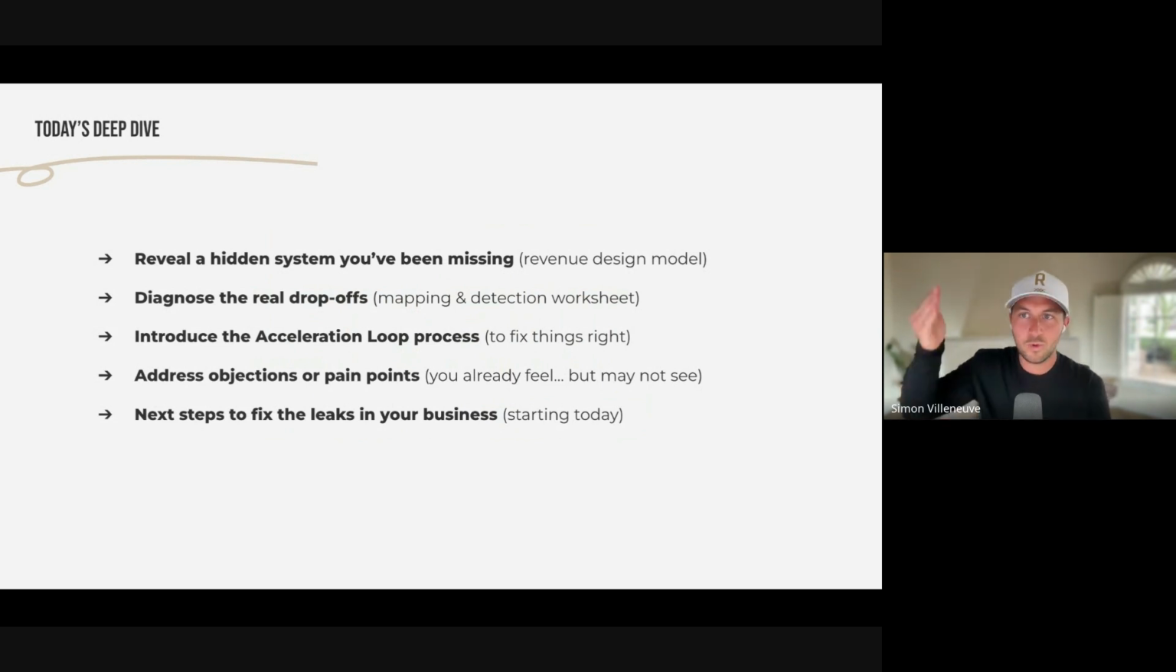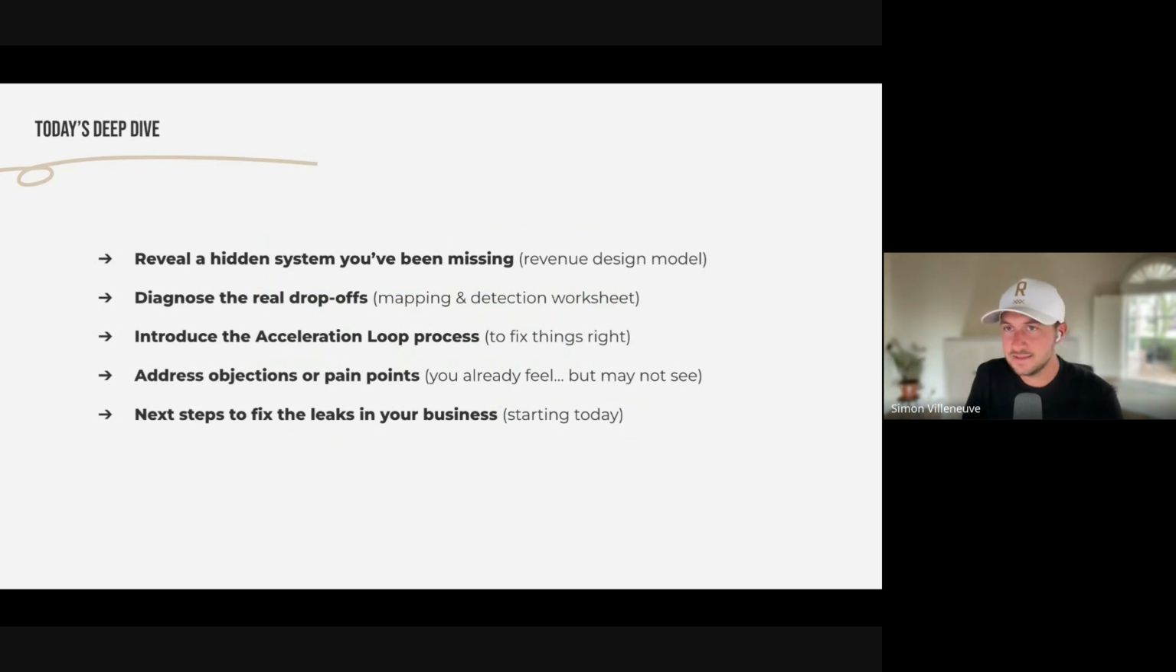Today's deep dive, what we're going to uncover for the rest of training. First, we're going to reveal the hidden system you've been missing, the revenue design model. This is going to help us expose our leaks. Then, diagnosing the real drop-offs. We're going to look at the mapping and detection worksheet that you can use to not only see the leaks, but to fix them and solve them. Awesome tool. I'm going to give it away for free and set you up for success. I'm also going to introduce what we call the acceleration loop process. This is really to fix things right.